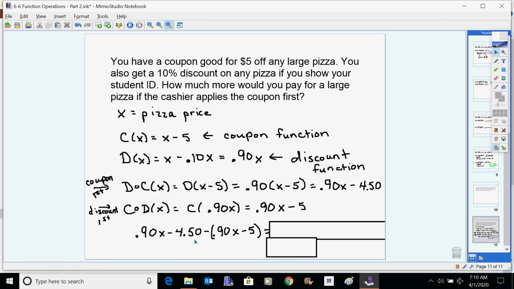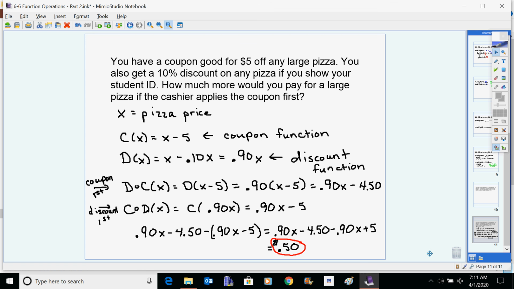Okay, so here's our coupon, here's our discount function. So when we subtract those, what we find is these two cancel out, and negative 4.50 plus 5 gives you 50 cents, 0.50. So no matter what your menu price for your pizza was, if you apply the coupon first, in this case, you're going to pay 50 cents more than if they applied the discount first.